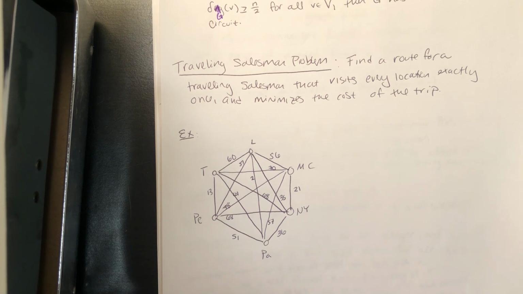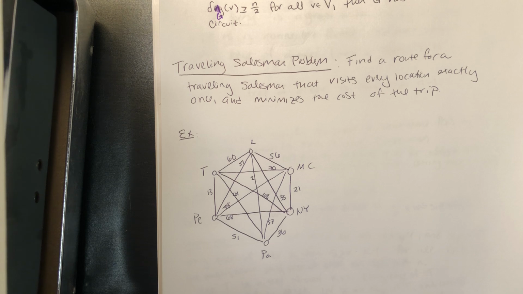Now we have one more thing to talk about in the vein of Hamiltonian circuits, which is something called the traveling salesman problem. And we had a problem in the warm-up that was similar to this, but this is a little bit more specific, because in this case we don't just want to find a Hamiltonian path or circuit, we want to find the cheapest such path.